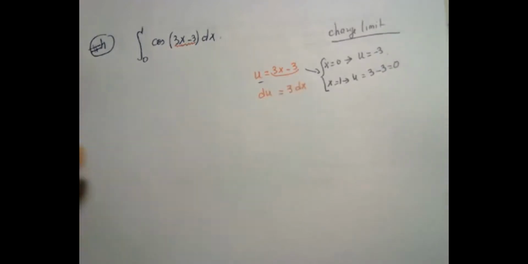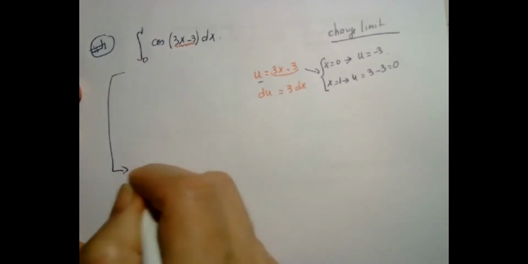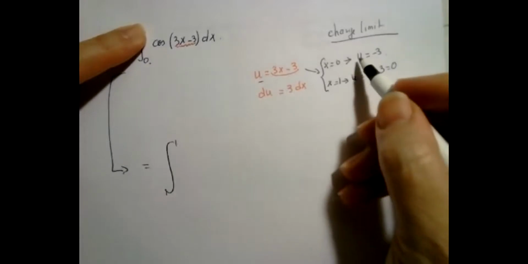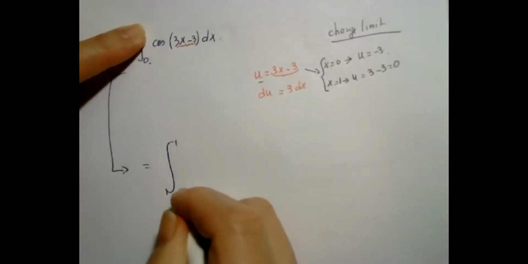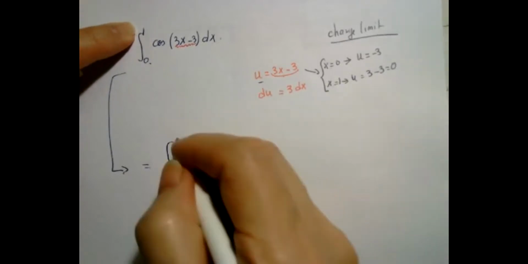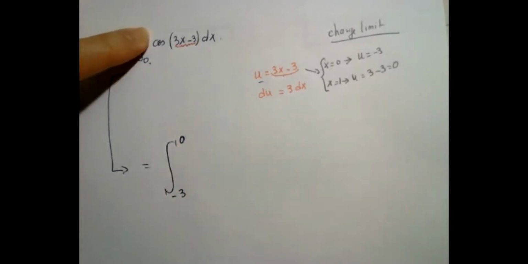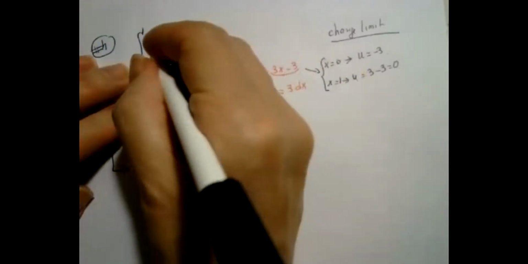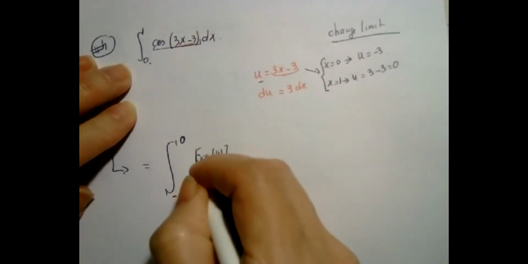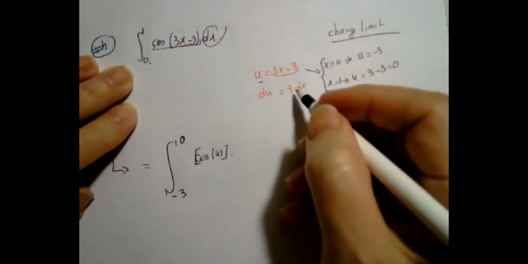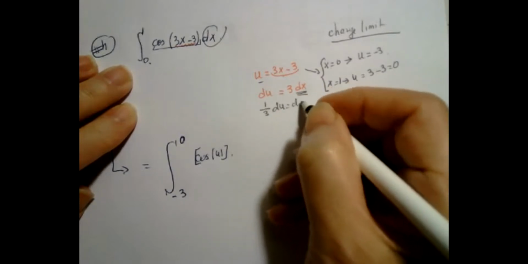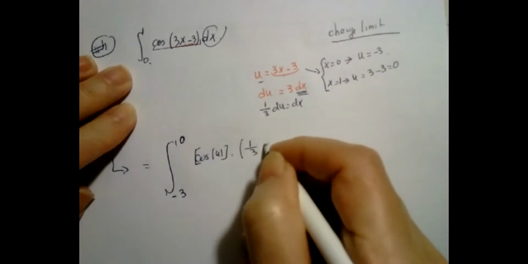Now doing that, my new integral will become the integral, and I'm going to change everything. Instead of 0, it is what u takes at 0. The value of u at 0 is minus 3. Instead of 1, the value that u takes at 1, which is equal to 0. And now the regular substitution inside: cosine of 3x minus 3 will become cosine of u. The dx, I have to pull from here. So I need to divide both sides by 3 to be able to pull the dx. So a third du.